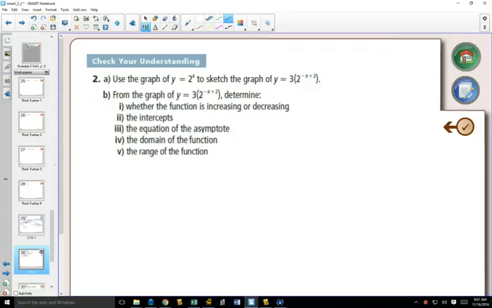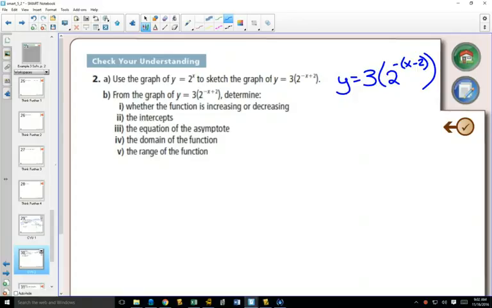Now, before we start, notice this one has a horizontal reflection and a horizontal translation, but it's not in factored form. So you would have to take an extra step and write it in factored form.